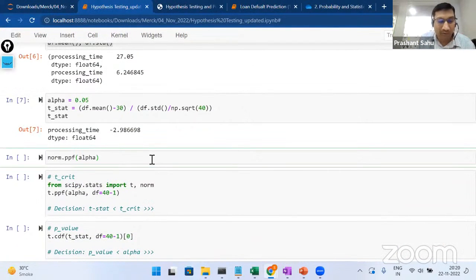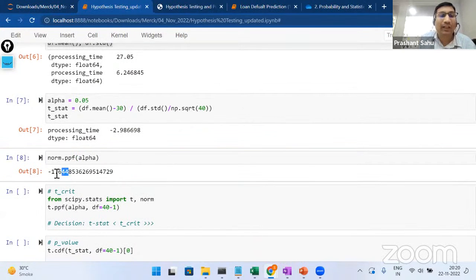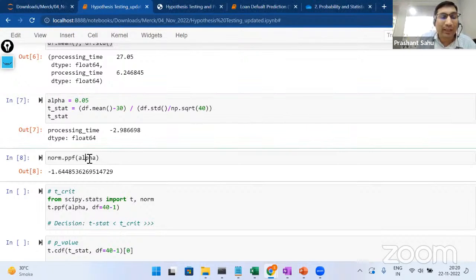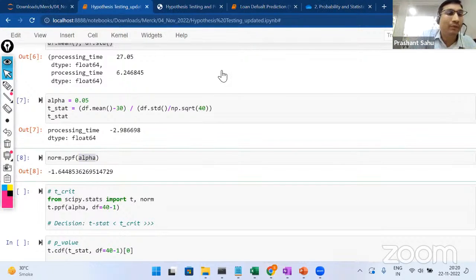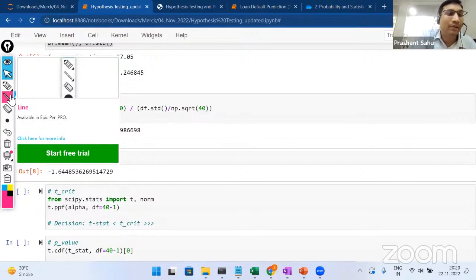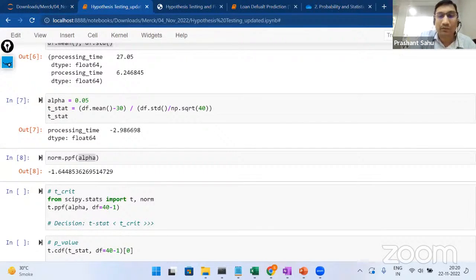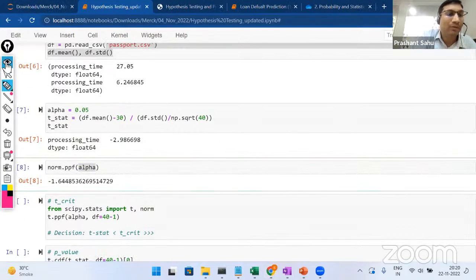So in this case, the critical value is 1.644. Now what does that mean? Alpha is 0.05. I've already mentioned alpha is 0.05. So based on that alpha, I'm getting this. So let me just try to give you an interpretation here.